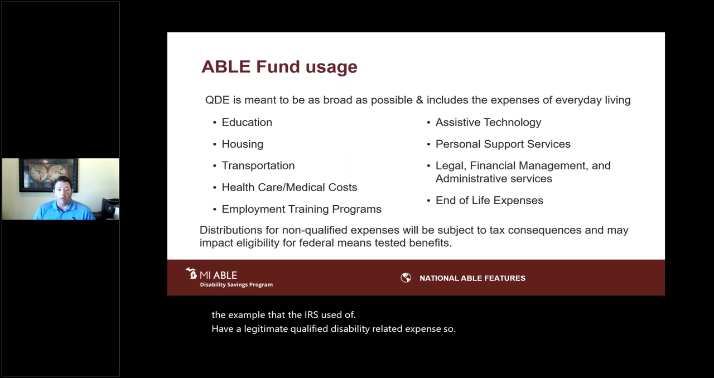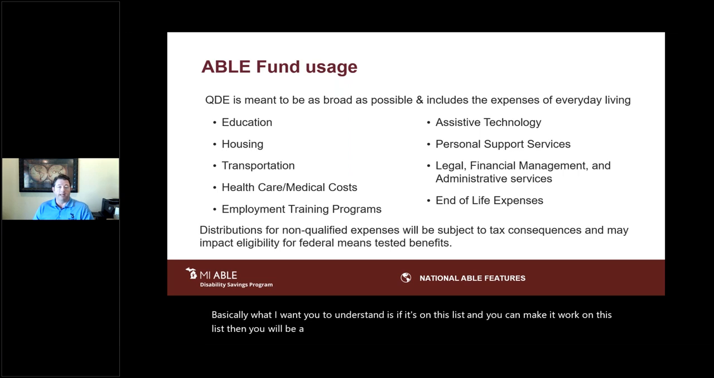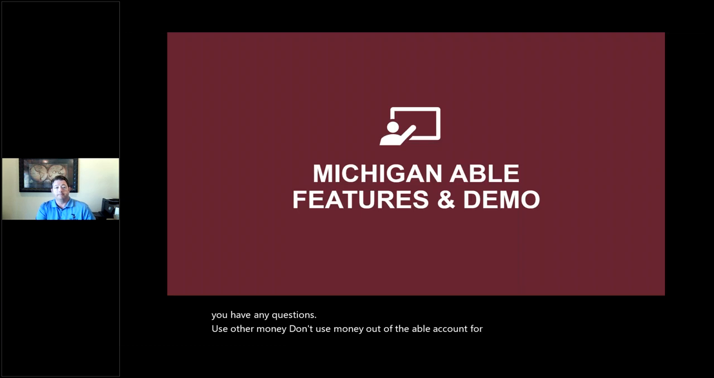So basically what I want you to understand is if it's on this list and you can make it work on this list, then you will be 100% in compliance with the legislation as the IRS has set forward. And if you have any questions, use other money. Don't use money out of the ABLE account for that type of expense.